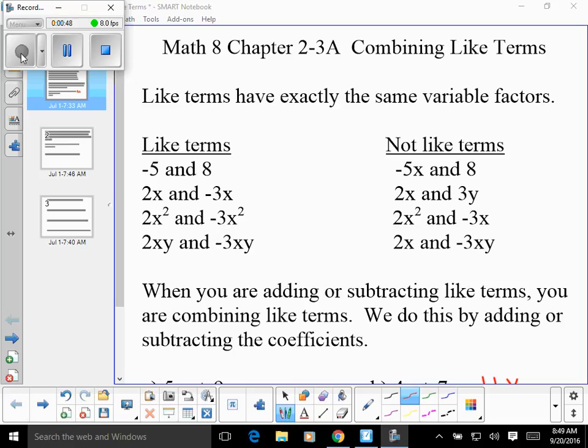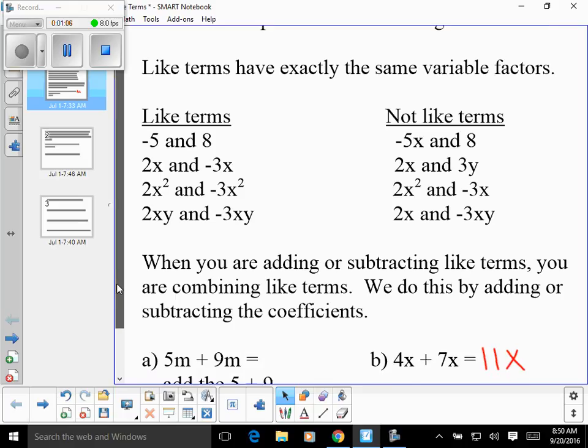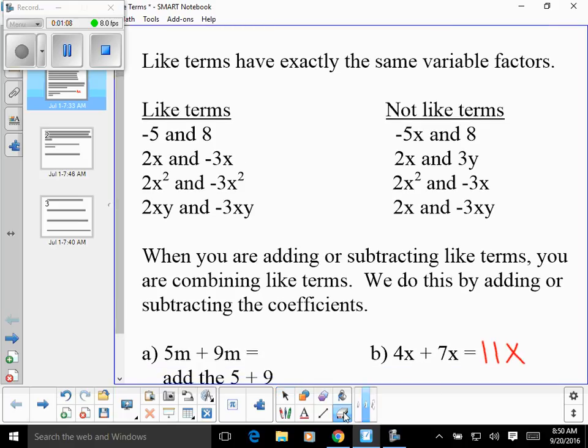Over in the right-hand column, they're showing you that if you have an x but a constant, those aren't like terms. Even if you have different variables like x and y, those aren't going to be like terms. If you have x squared and a plain x, those are not like terms. And the same thing with a variable and a product. Those are not like terms.